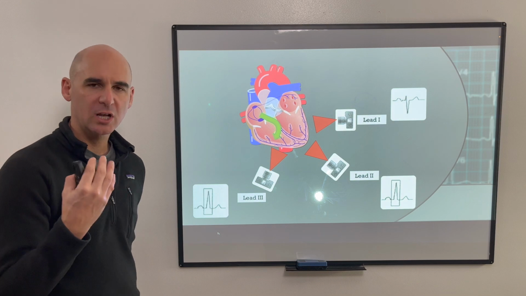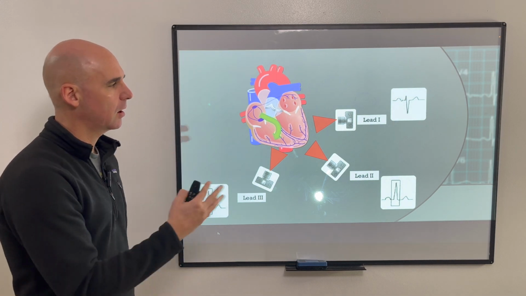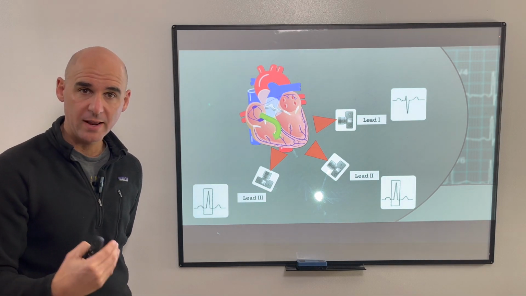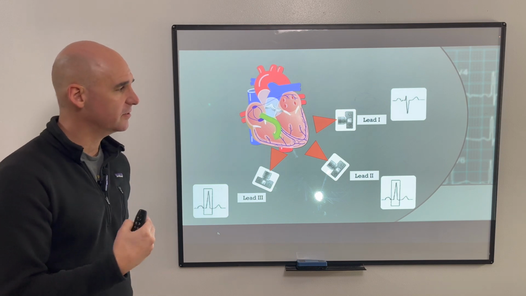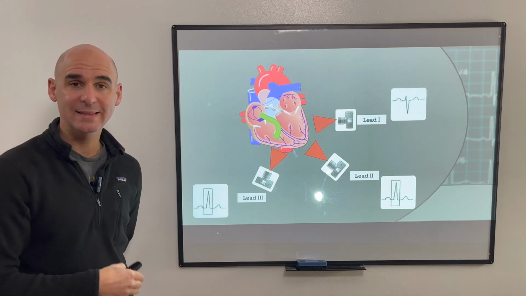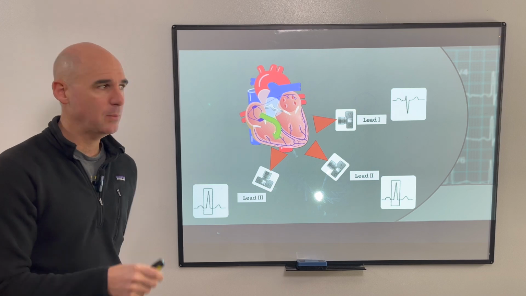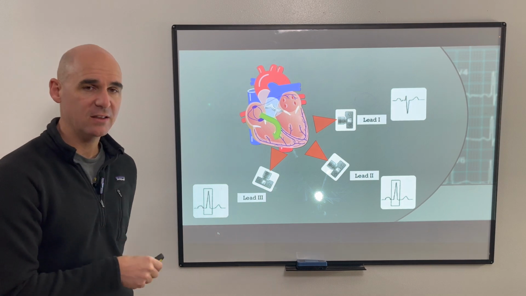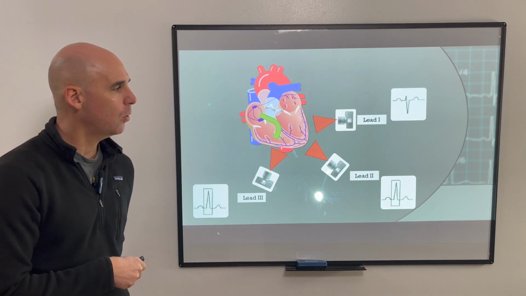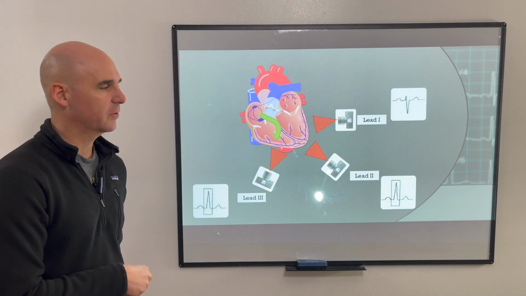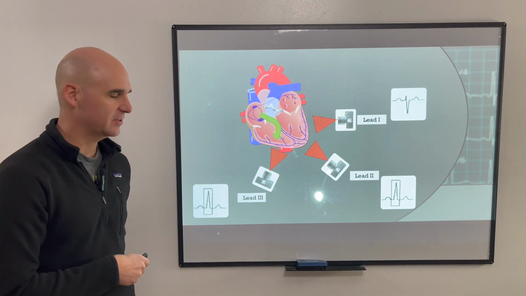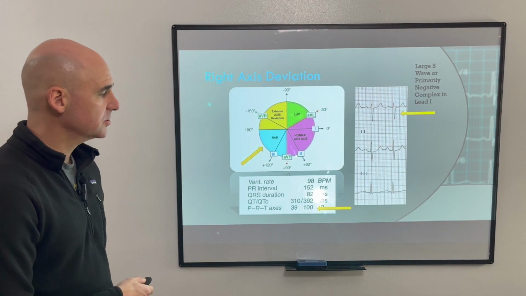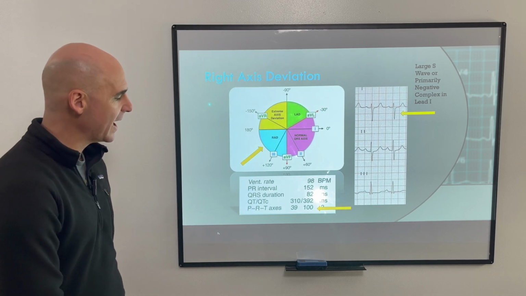So our hallmark sign in our different leads is that lead 1 is going to be negative. The QRS complex will be negative, a downward deflection in lead 1, despite lead 2 and lead 3 being upright. So anytime we see that big S wave, which reflects that negative deflection in lead 1, we have to assume that we're dealing with a right axis deviation, specifically if lead 2 and lead 3 are upright. The other way that we can also look at that, obviously, and we talked about this, is our right axis deviation.